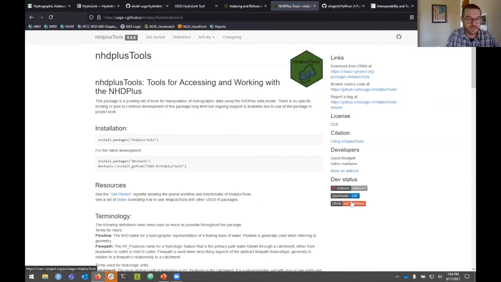NHD Plus Tools got kicked off of CRAN a little while ago, and I've been working diligently to get it back on CRAN, but it's currently not installable via the typical install packages. You have to use DevTools and go from GitHub. So sorry for that. If you are going to install it, that's just a side note. It should be back on CRAN hopefully by next week, but that is that.